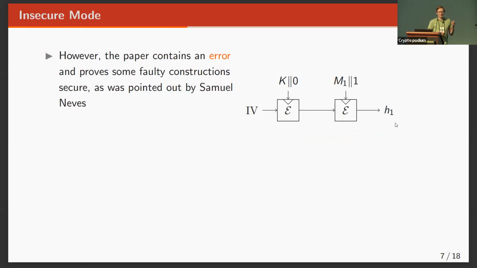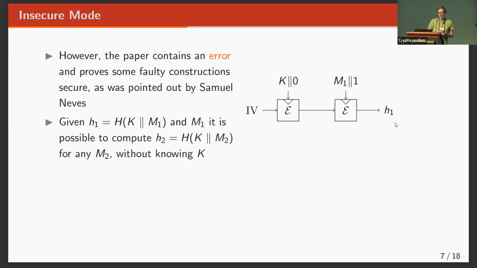However, it turned out that there was a flaw in the paper, as Samuel Neves found that it also proves faulty constructions secure. So now we have the same construction as before with the domain separation, but instead of using a compression function f, we will use a block cipher. And now it is insecure again, because we can make use of the fact that the block cipher is invertible.